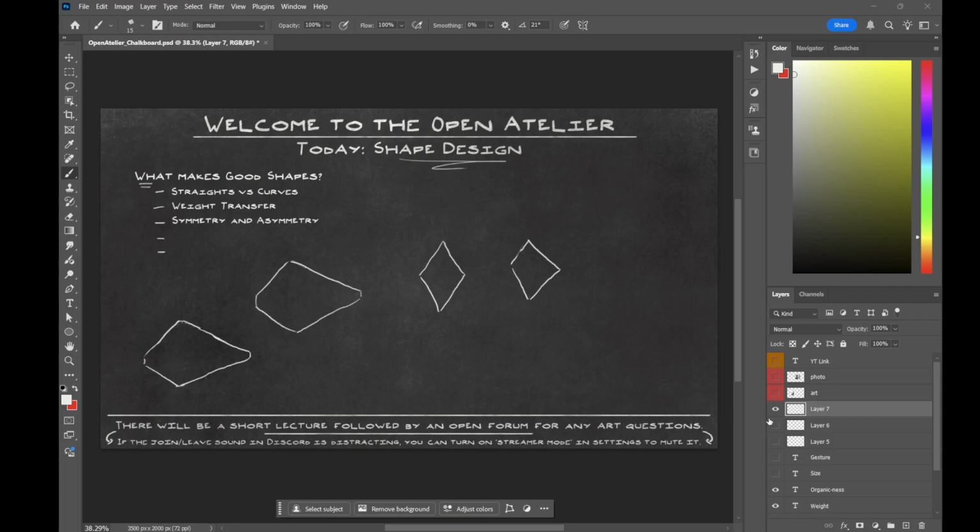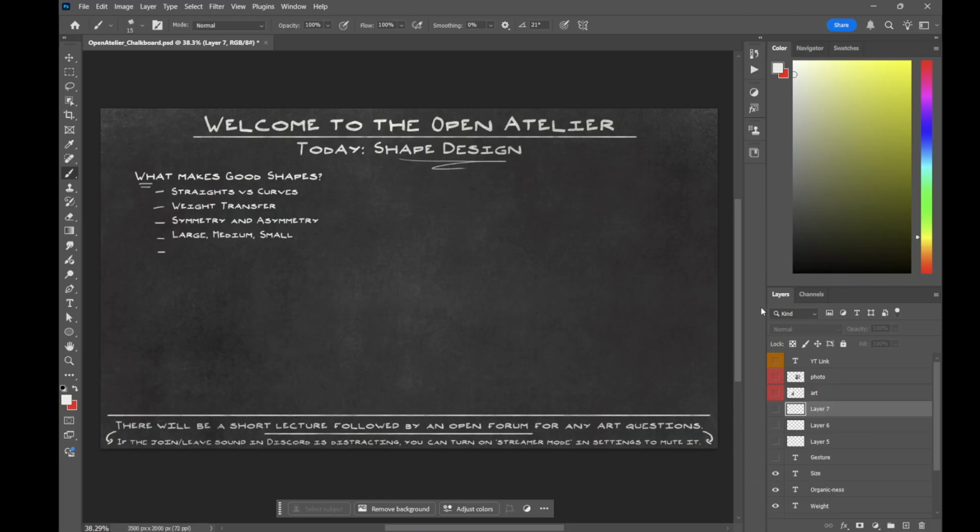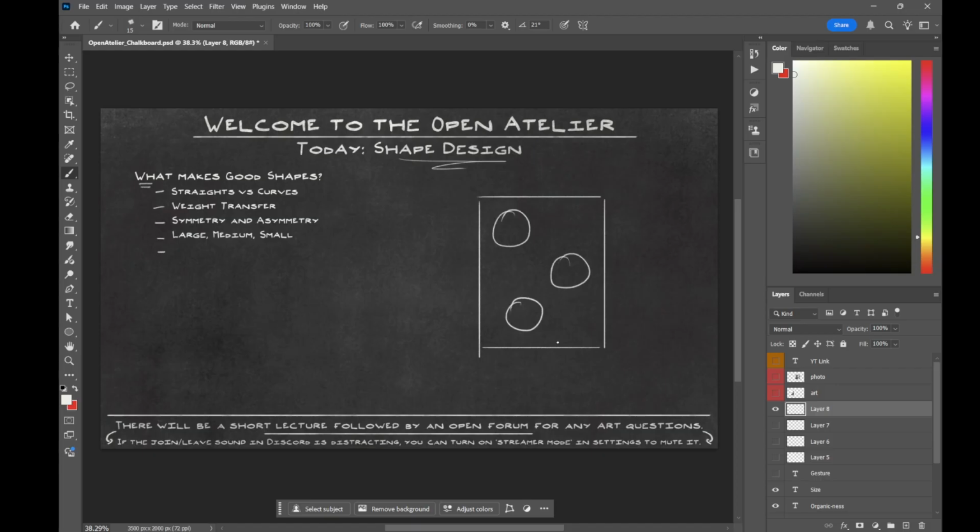You can think of it either way. Another thing is large, medium, and small. This is more of a general design principle, but it applies recursively across your canvas. The basic principle is this. Let's say we have a canvas and we've got three shapes that are basically all the same spacing and distance from each other and size.